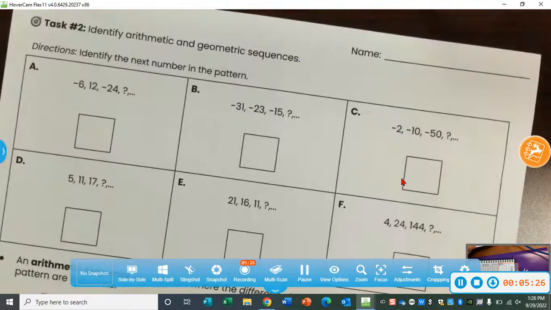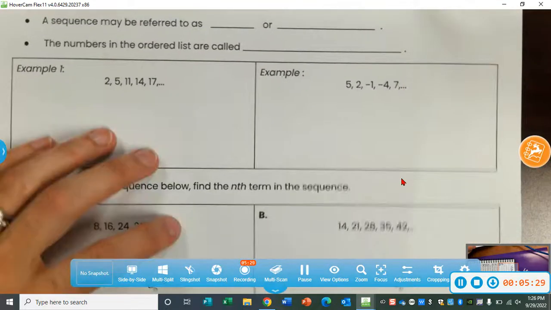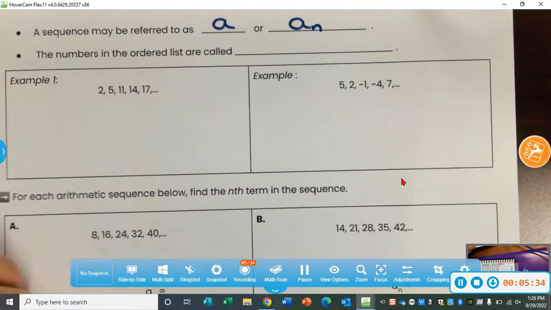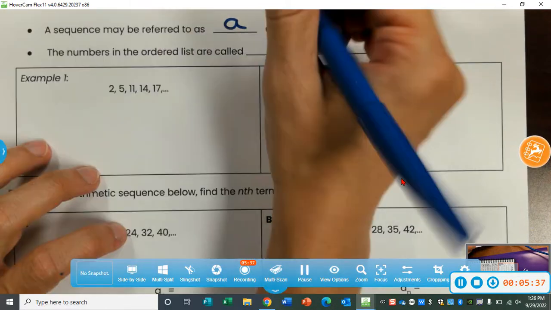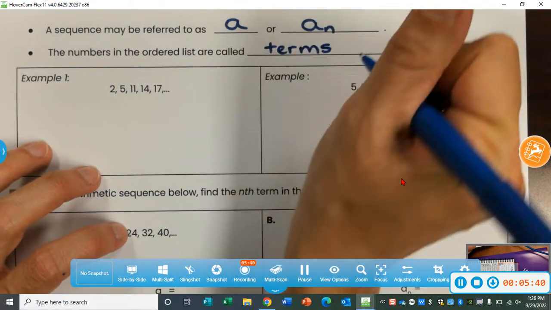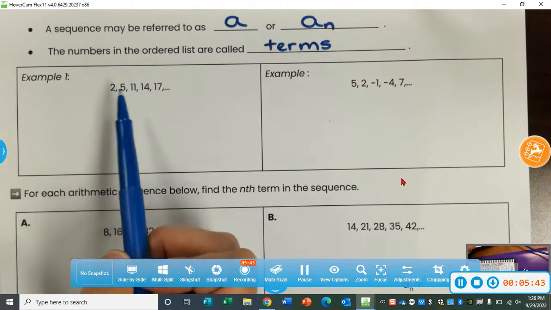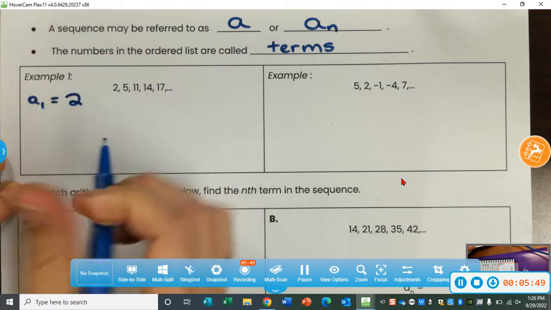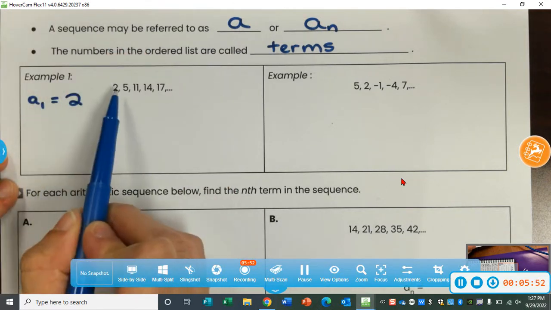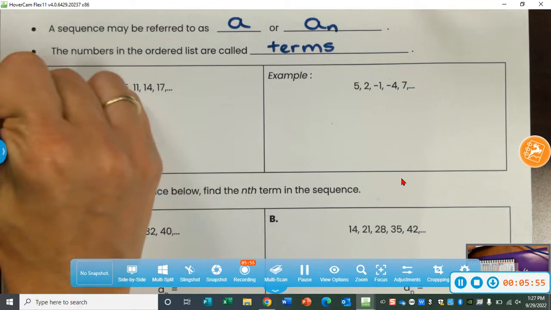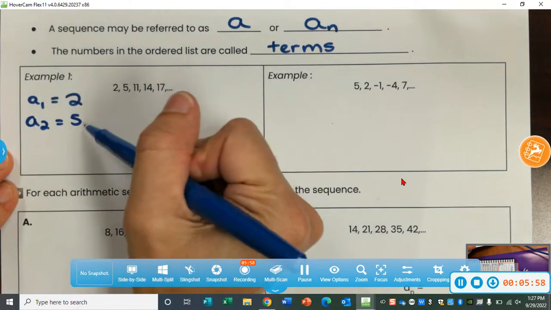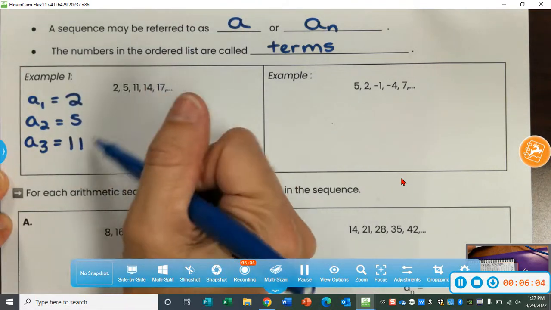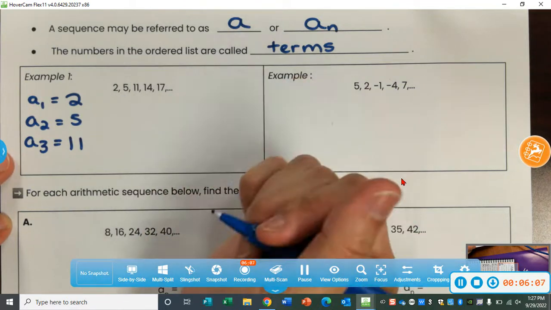So, a sequence may be referred to as A, or maybe you'll see something called a sub n. The numbers in an ordered list are called terms. Okay, so for example, in example 1, we have 2, 5, 8, 11, 14, 17. A1 is the number 2 because it is the first term in our sequence. First term is 2. A2 is 5. That's our second term in the sequence. A3 is 8 because it is the third term in the sequence. But we want to know, what is AN?